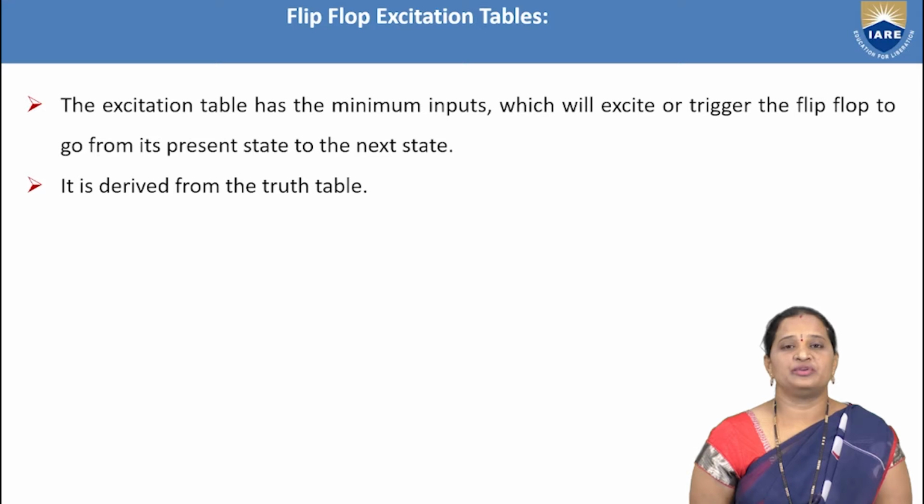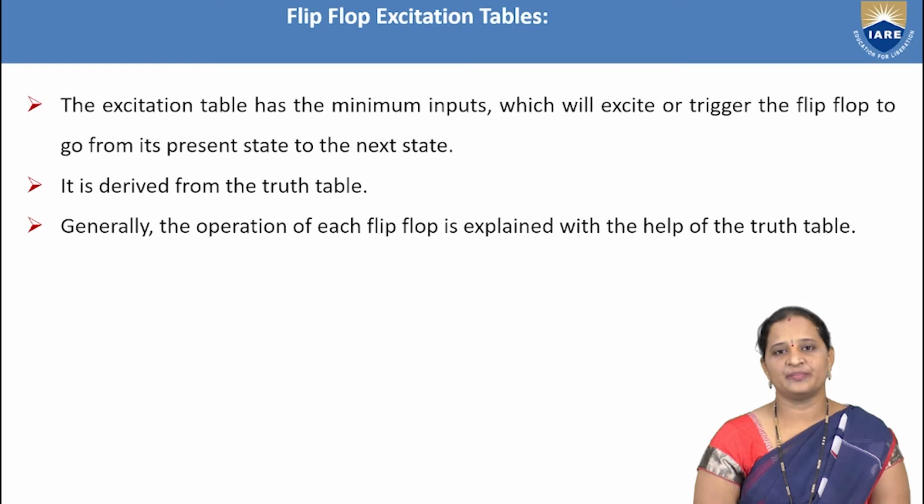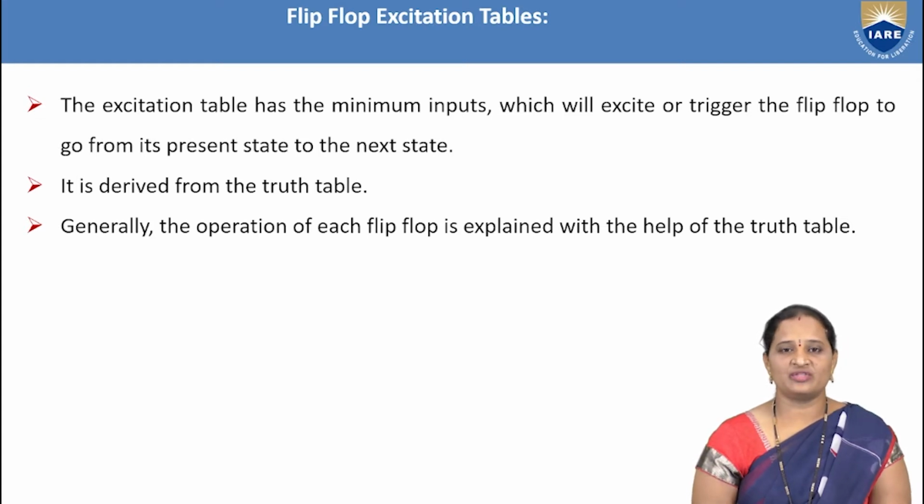We all know the truth table. So what is a truth table? Generally the operation of a flip-flop can be explained with the help of a truth table, where the truth table lists all the possible combinations of input along with the present state, so that the next state of the flip-flop can be estimated. That means the truth table is a table representation of the flip-flop with which we can decide the next state for the present state and the inputs applied at that particular time instant.